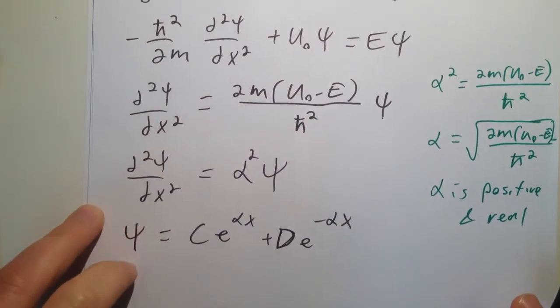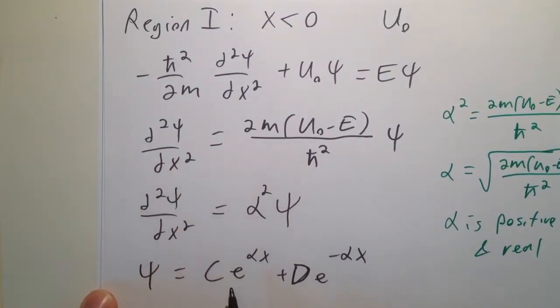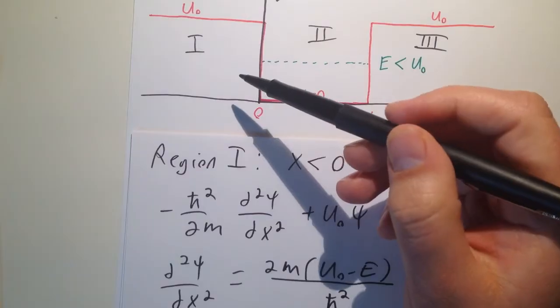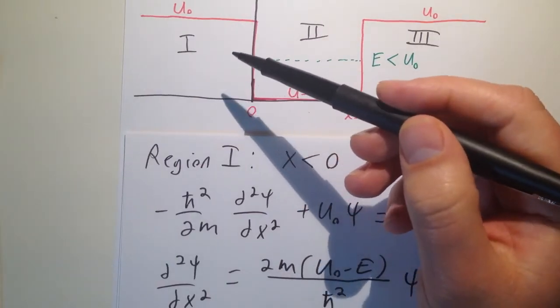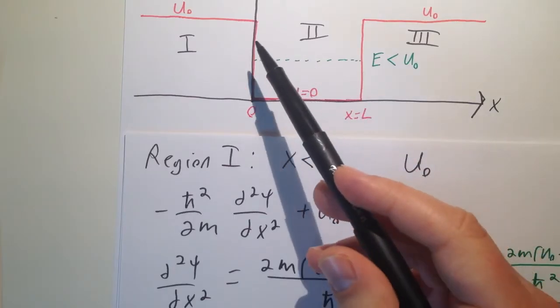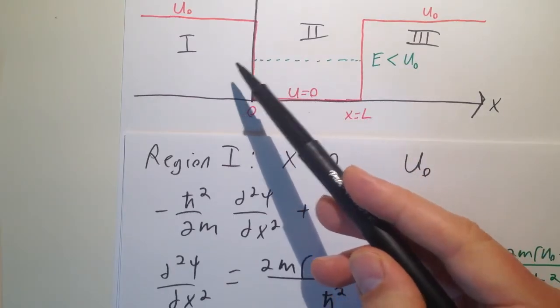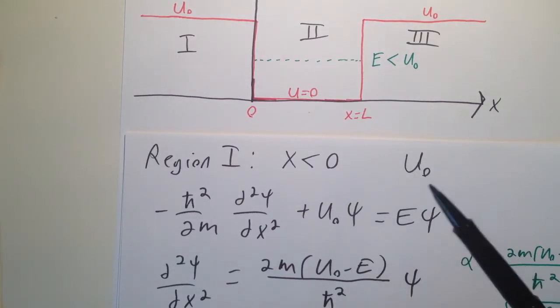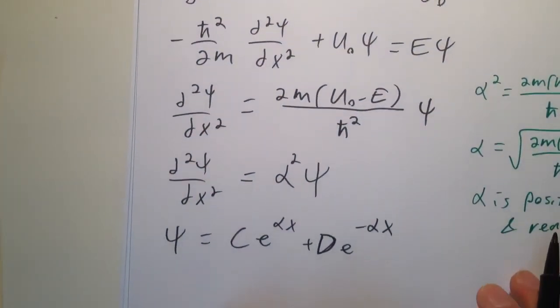But now let's think critically about these two terms. I've got one term which is e to the plus alpha x, and one term which is e to the minus alpha x. And if I look at my picture, I'm in region 1, so I'm at some negative x position, and I can think about if I have a particle which is bound within this well, what is the probability as I go to minus infinity of that particle still being there? And that should go to 0. It shouldn't go to infinity.